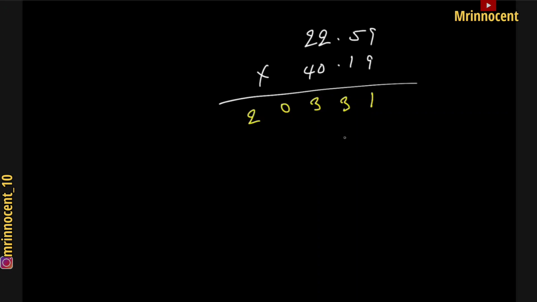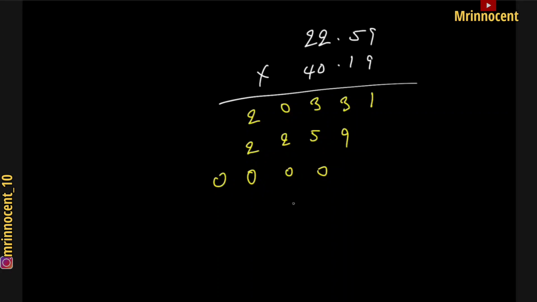1 times 9 is 1. 1 times 5 is 5. 1 times 2 is 2. 1 times 2 is 2. 0 times 9 is 0. 0 times 5 is 0. 0 times 2 is 0. 0 times 2 is 0.